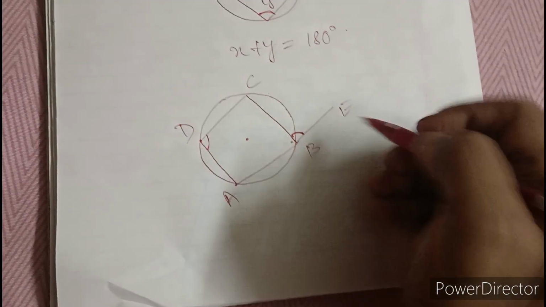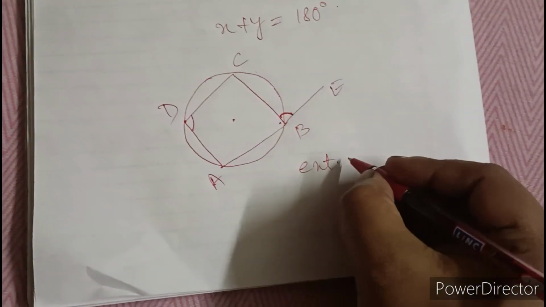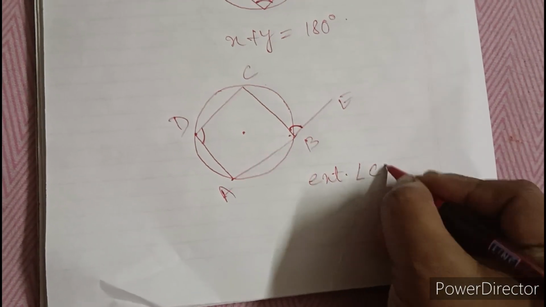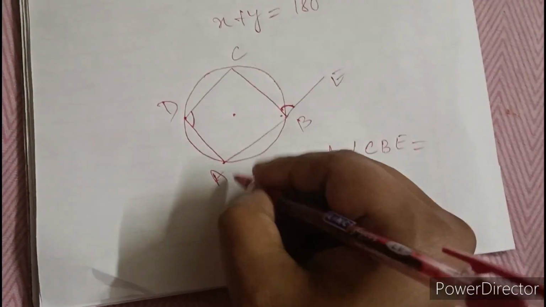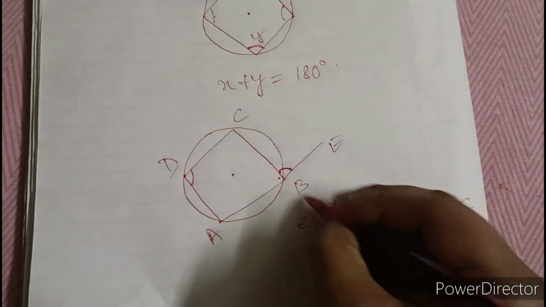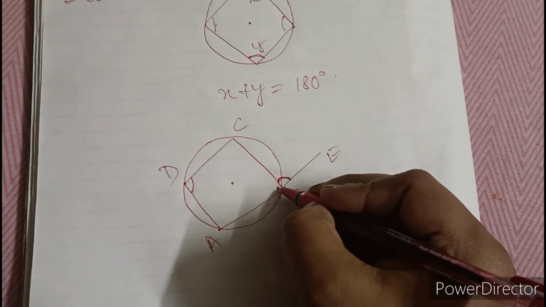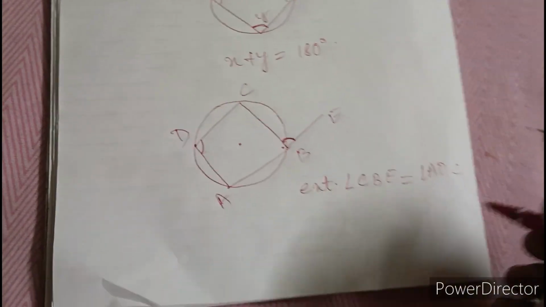Exterior CBE. What will be the theorem? What the theorem is saying is that exterior angle CBE is equal to angle ADC. If this is the exterior angle, this will be the interior opposite angle. It will be equal. Okay.